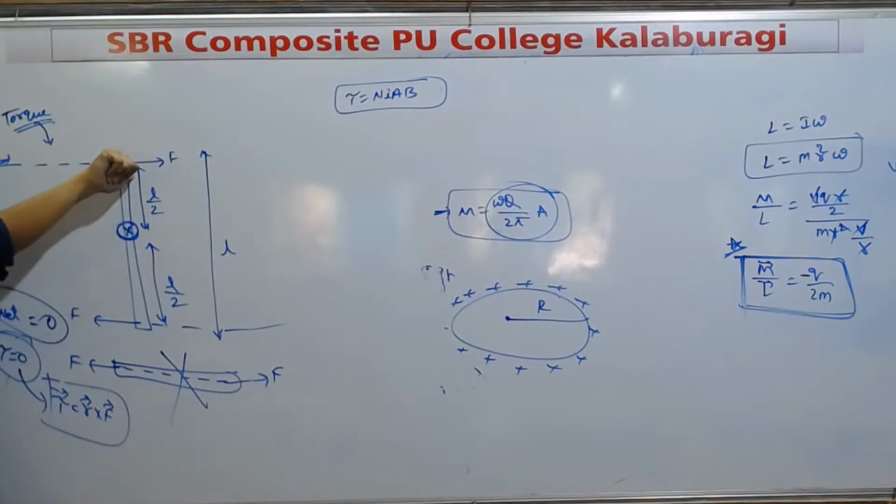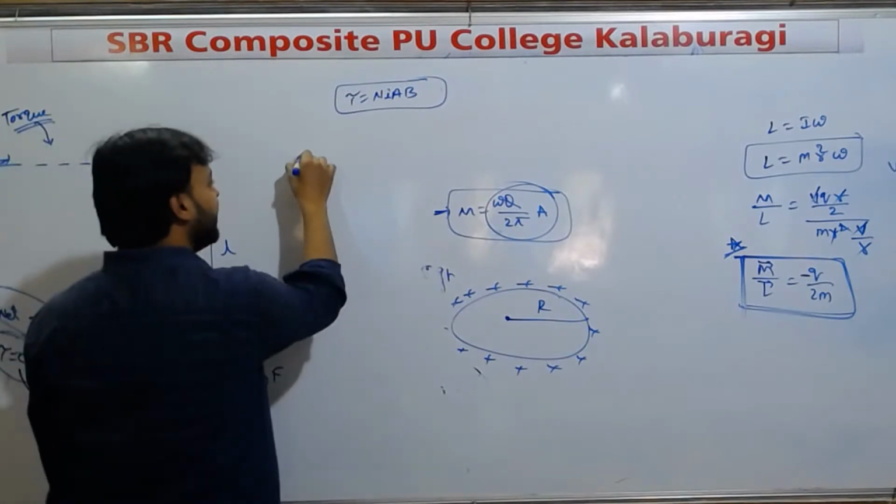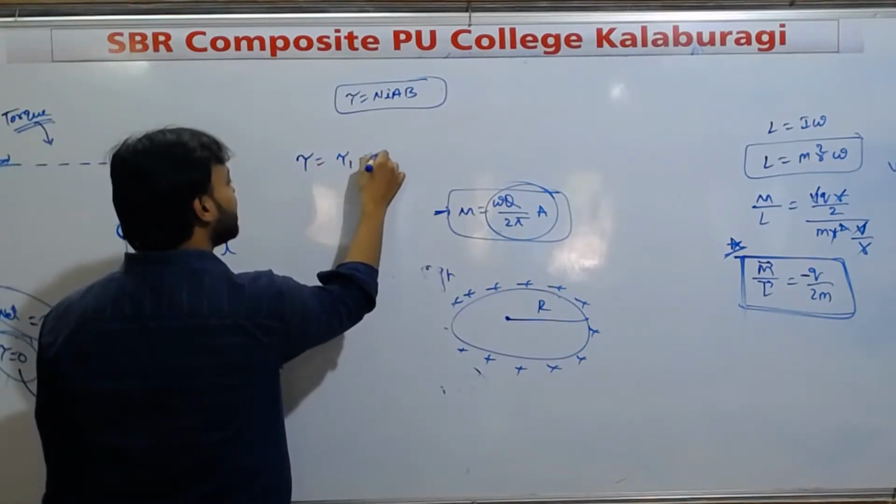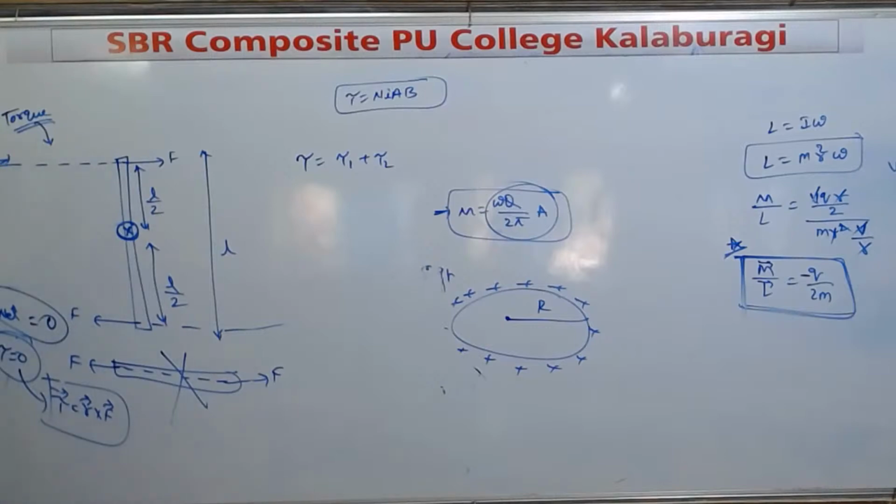Inward torque is there or not? r bar cross F bar, torque is inward. And here again r bar cross F bar, again torque is inward. So both torques should be added. So tau equals tau 1 plus tau 2. Happy with this? Yes or no? So from the hinge point, inside. So both are inwards. So we have to add.